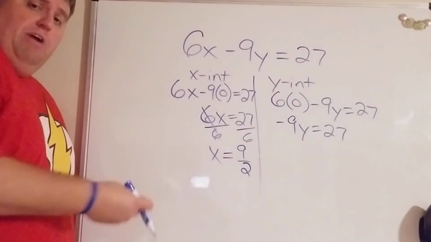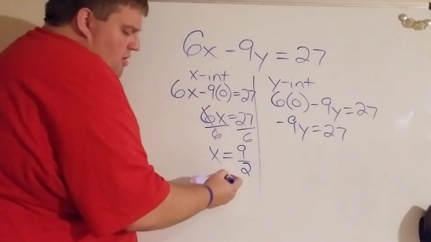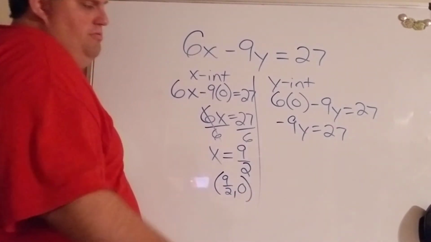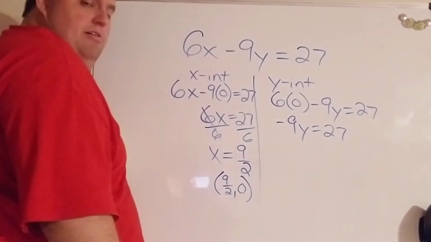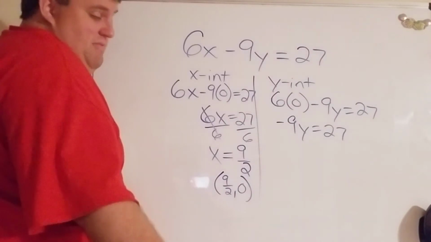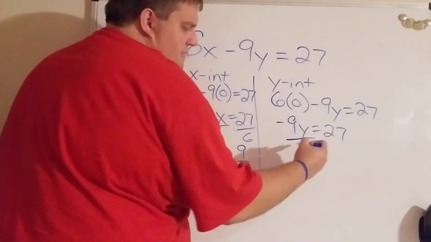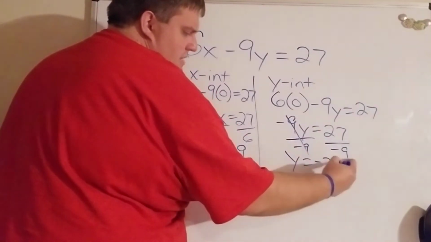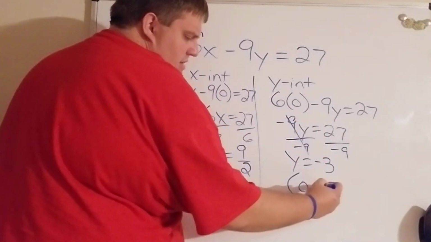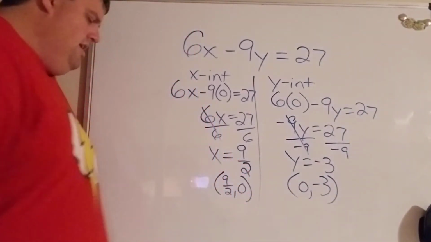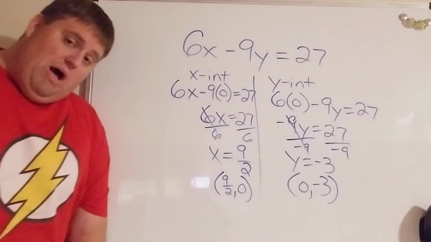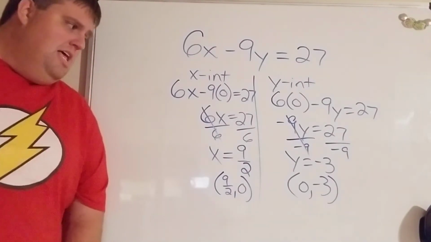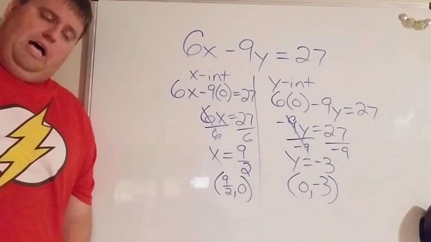And I don't care if you want to write it like that, x equals 9 halves, or if you want to write the point (9/2, 0), that's fine too. Typically it doesn't matter, just make sure you read if there are specific instructions, right? And then over here, if we divide by -9, we're going to get y equals -3, or again, the point (0, -3). So there's my x and y intercepts using standard form. It's pretty easy. Not bad. So at least it's good for something.